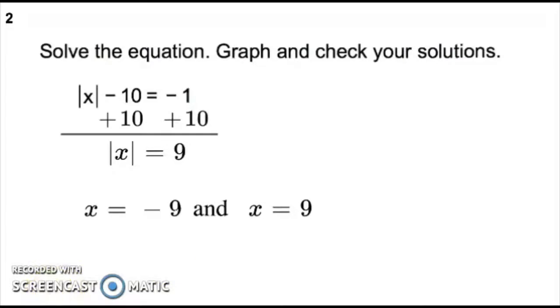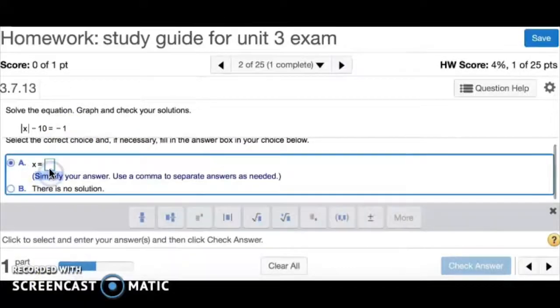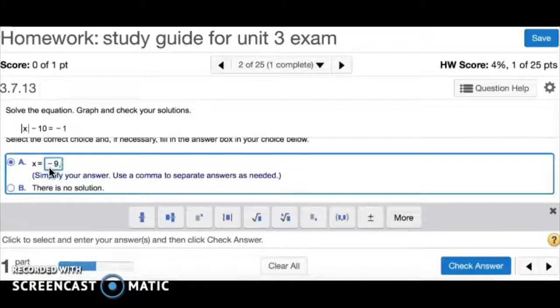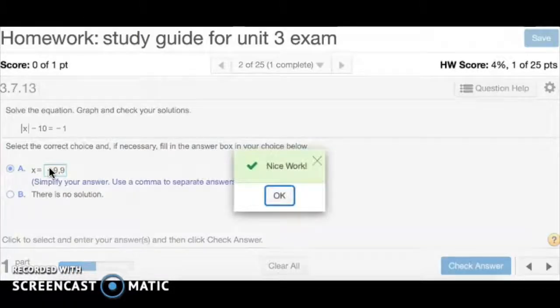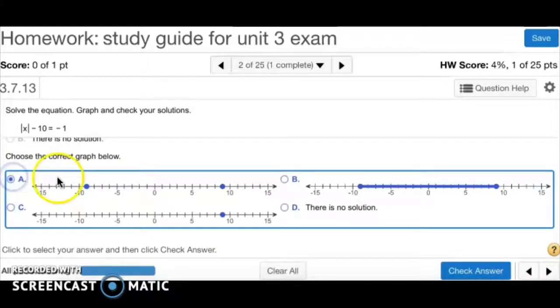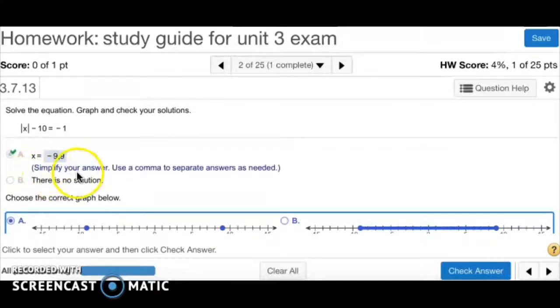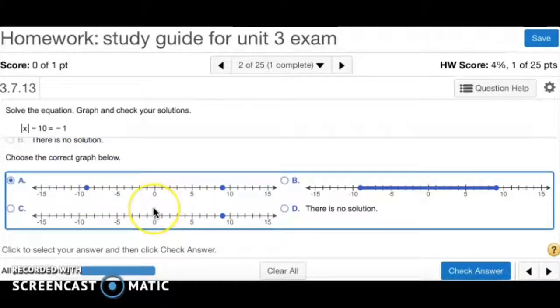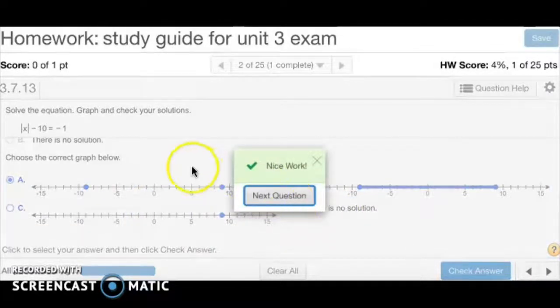So let's type that in and graph it. Type in negative 9 and 9. And then the graph, like number 1, would just be two closed circles because we have x equaling those 2 points, meaning just those points are going to be on the graph. So A again for 2, and that's going to be the answer.